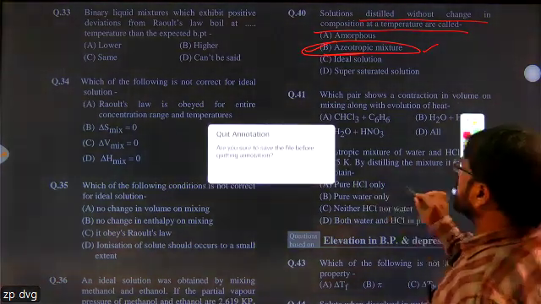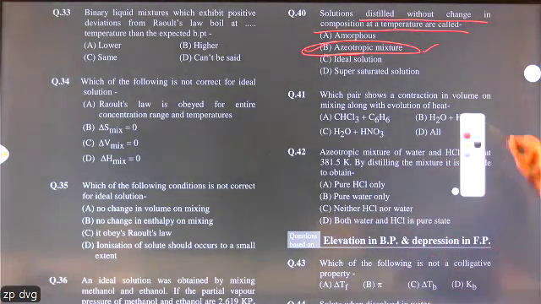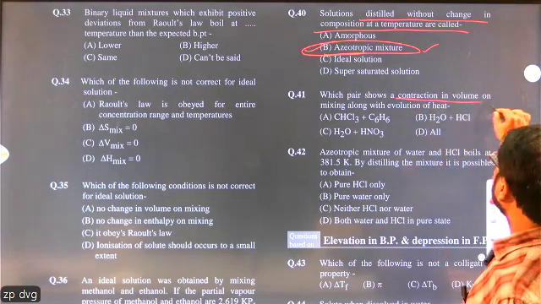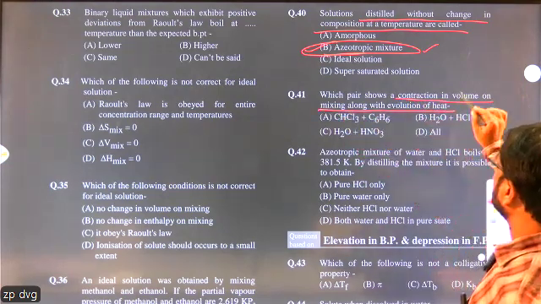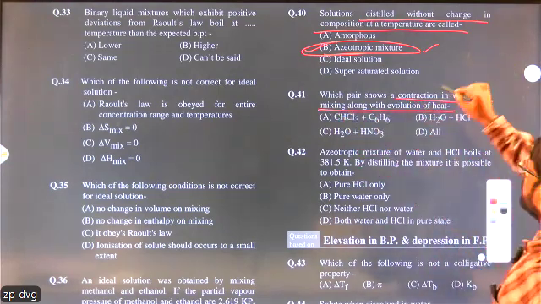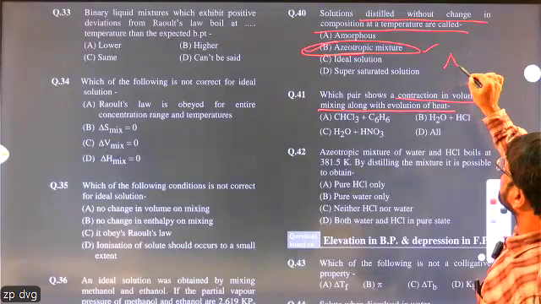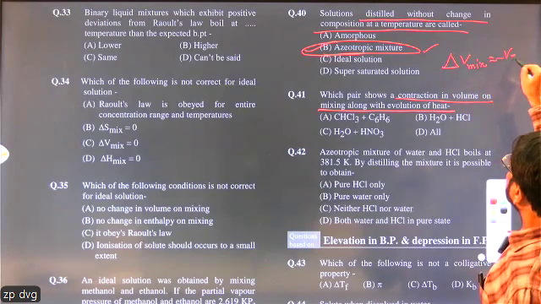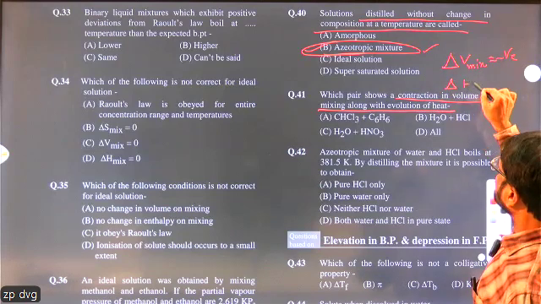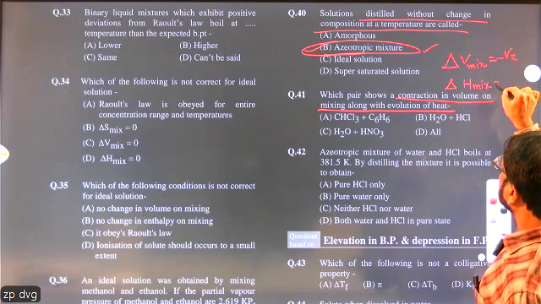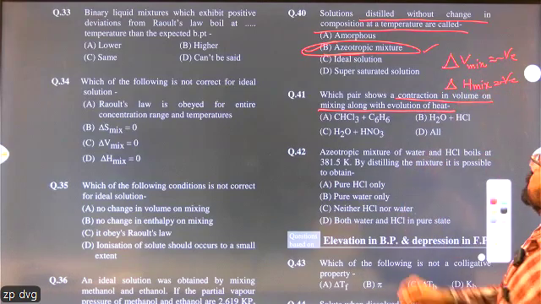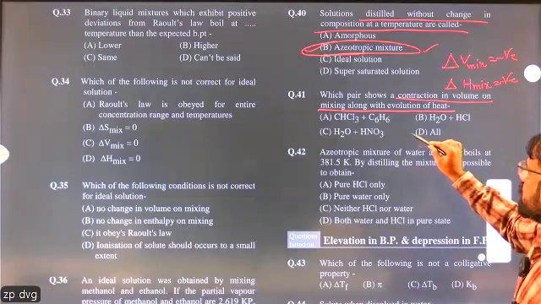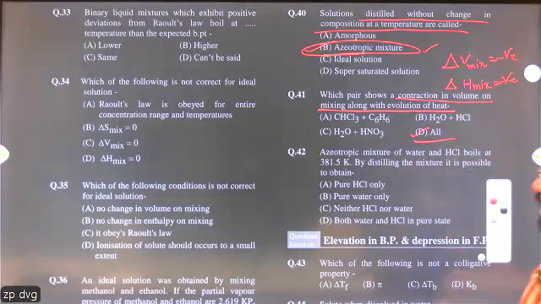Next one, let us see question number 41. Which pair shows a contraction in volume on mixing along with the evolution of heat? Contraction means delta V mix is negative, and delta H mix is negative. Evolution of heat means an exothermic reaction. So which option is the correct answer for that question? All is the correct answer.